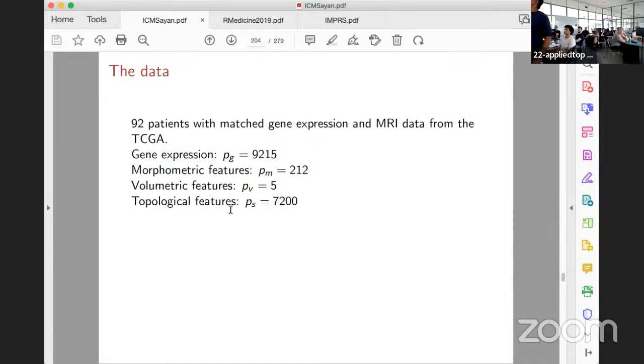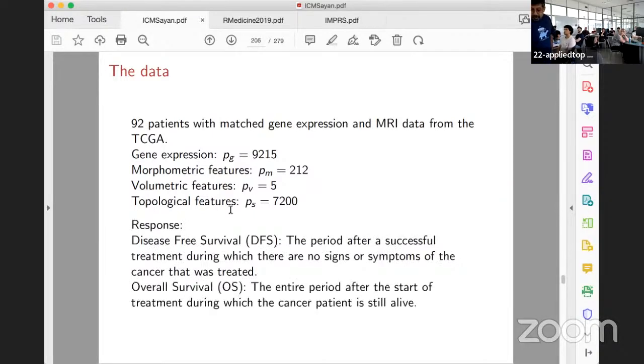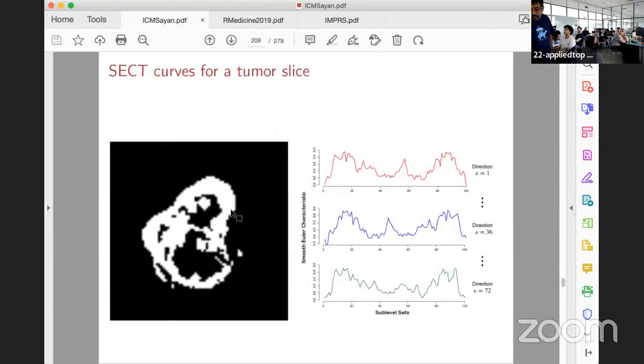These morphometric features are features that radiologists and oncologists came up with. And the volumetric features aren't, they're really simple. And the topological features are basically doing a variation of the Euler characteristic transform. And we tried to predict disease-free survival and overall survival.